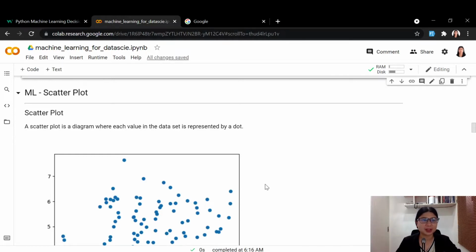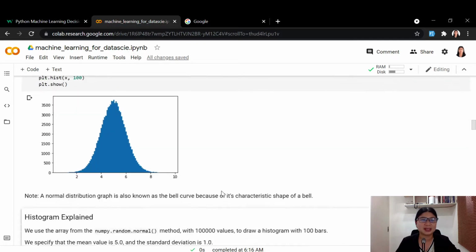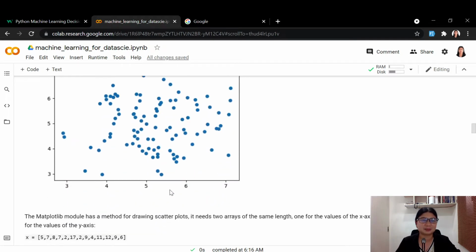So now let's proceed with the scatter plot. A scatter plot is a diagram where each value in the data set is represented by a dot. So amo ni siya ang itsura sang scatter plot, no? Atong kinatuya is histogram data. This is a scatter plot, no?